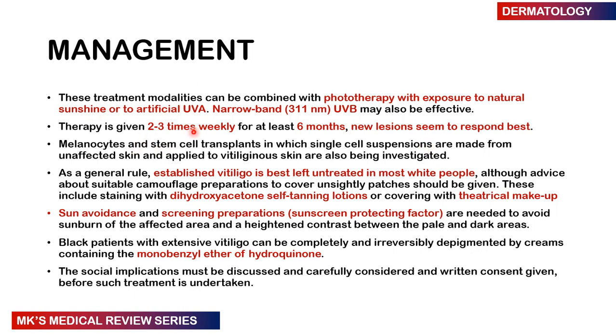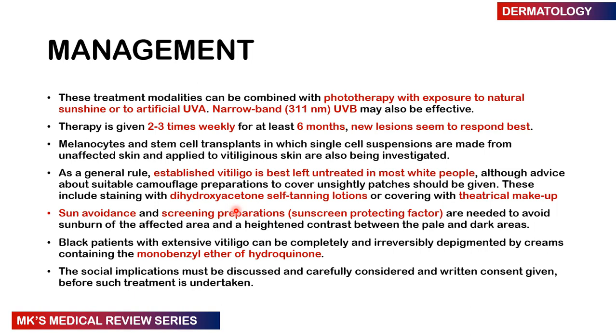Melanocyte and stem cell transplants can sometimes be done, in which you get these single cell suspensions that are made from the unaffected skin, and then they are applied to the skin that has vitiligo. And this is still under a lot of investigation. But generally, as a rule of thumb, established vitiligo is best left untreated in most white people, although advice about suitable camouflage preparations to cover up this unsightly patch, quote-unquote, can be given to them. For example, they can have staining with dihydroxyacetone self-tanning lotions, or they can cover it up with theatrical makeup.